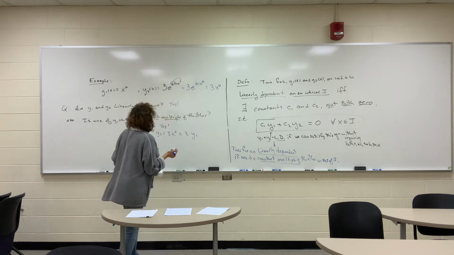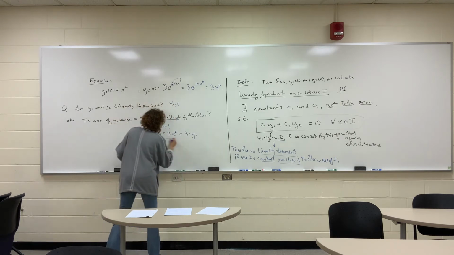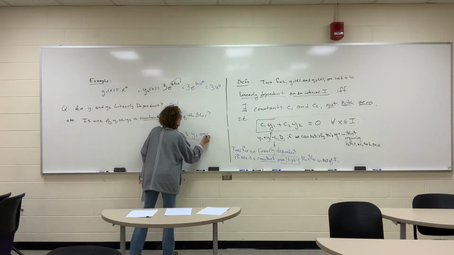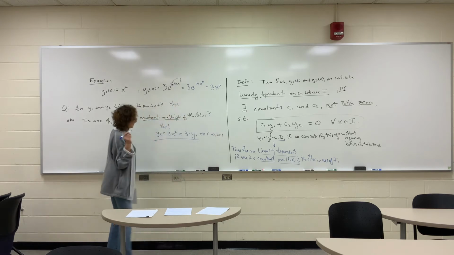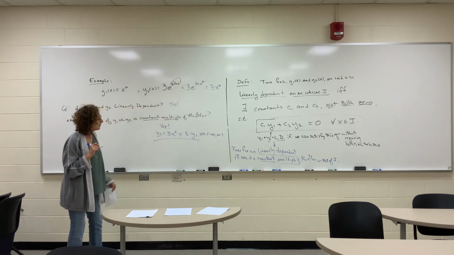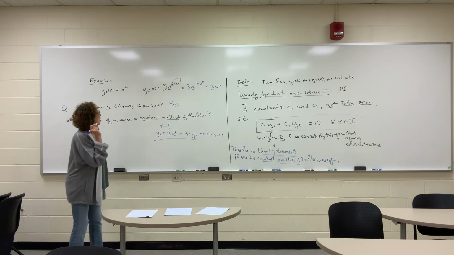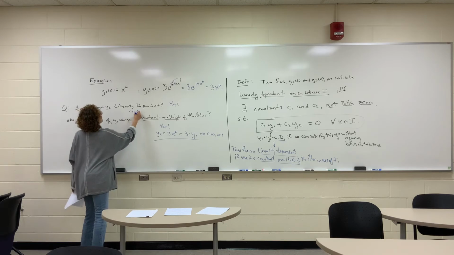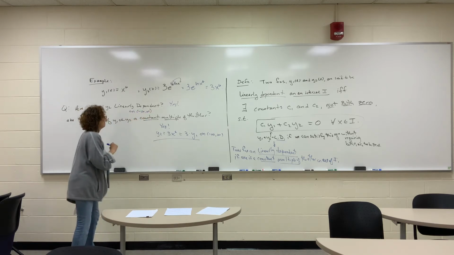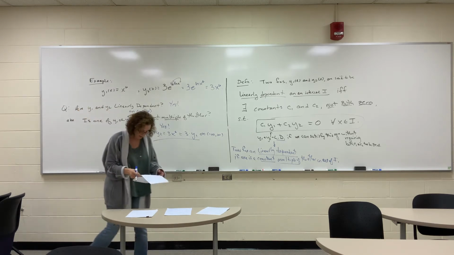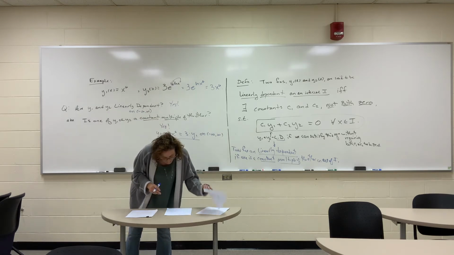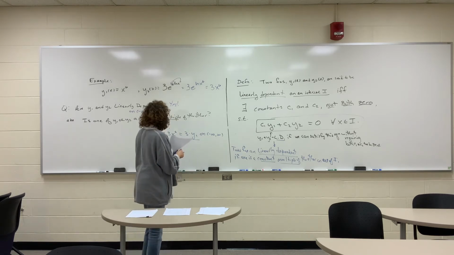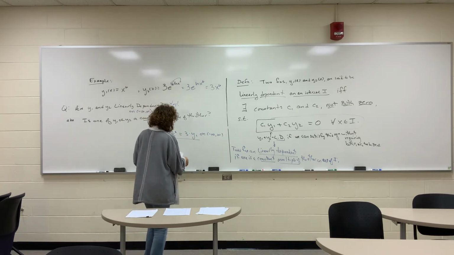So this constant multiple is true on all of the real numbers, right? So this is true on minus infinity to infinity. So these guys are linearly dependent on minus infinity to infinity, okay? Nice.